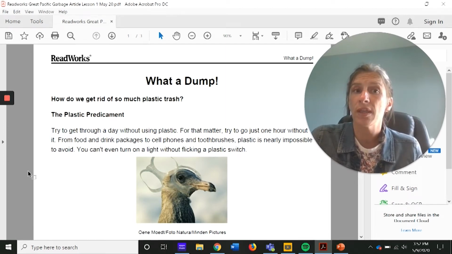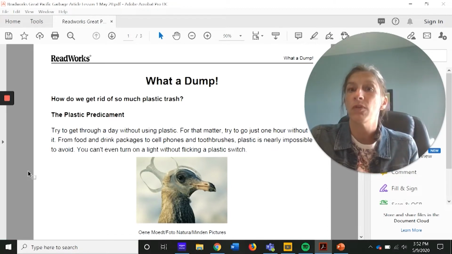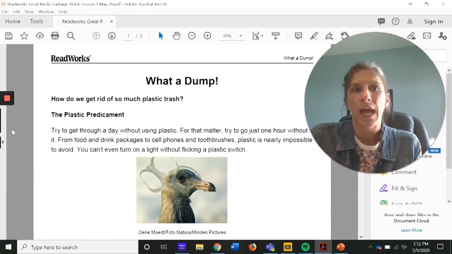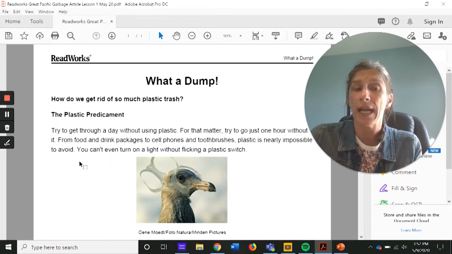So we're going to start with our first article, the ReadWorks, What a Dump. Remember, we're focusing on how did that great garbage patch come about? How do we get rid of so much plastic? The plastic predicament. Try to get through a day without using plastic. For that matter, try to go just 1 hour without it. From food and drink packages to cell phones and toothbrushes, plastic is nearly impossible to avoid. You can't even turn on a light without flicking a plastic switch.